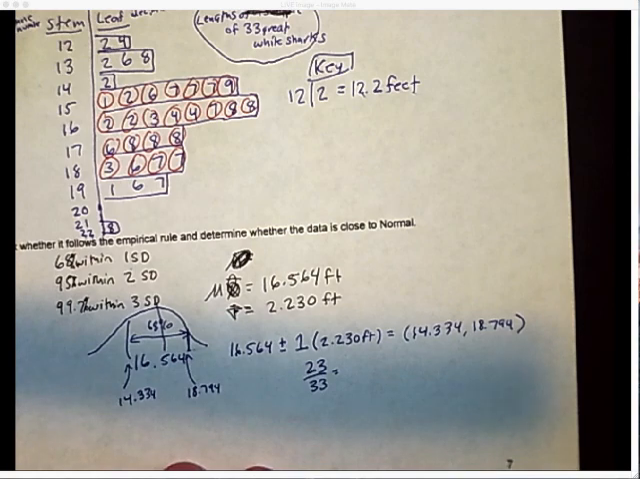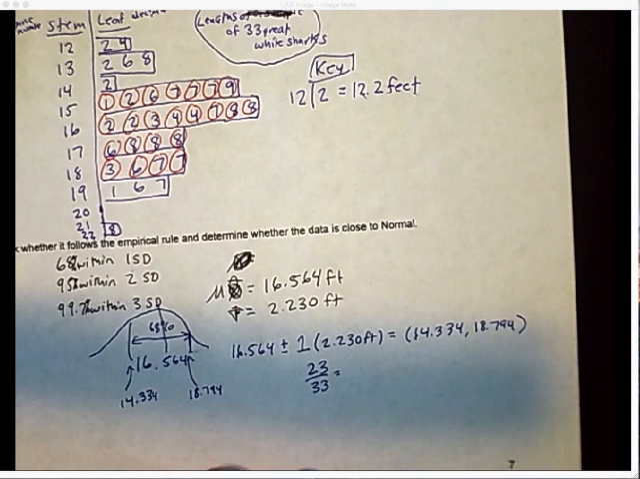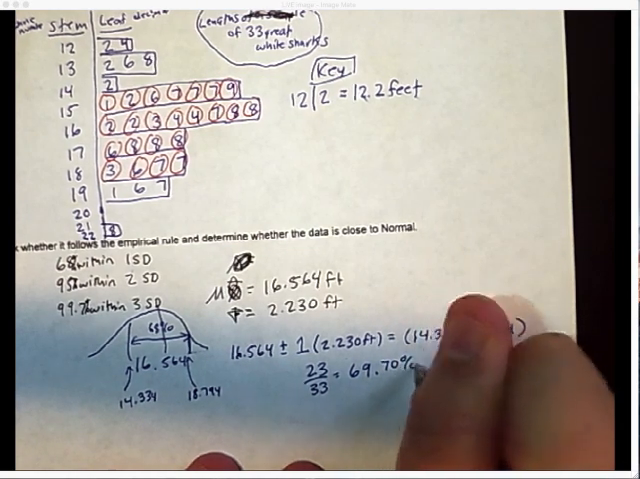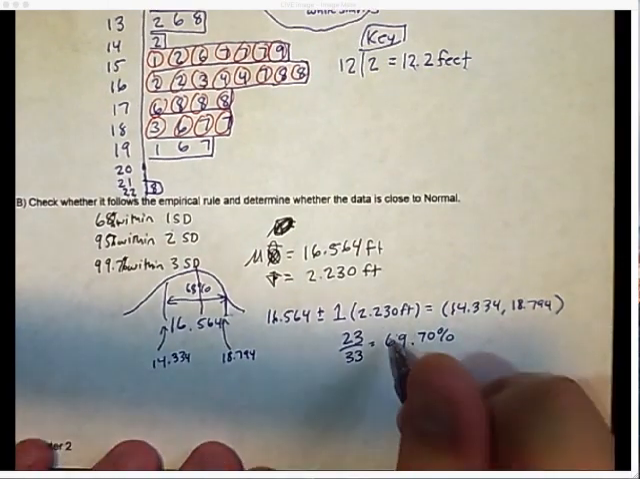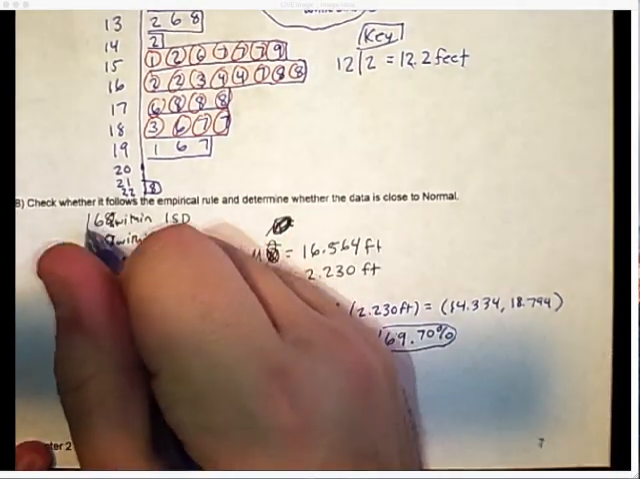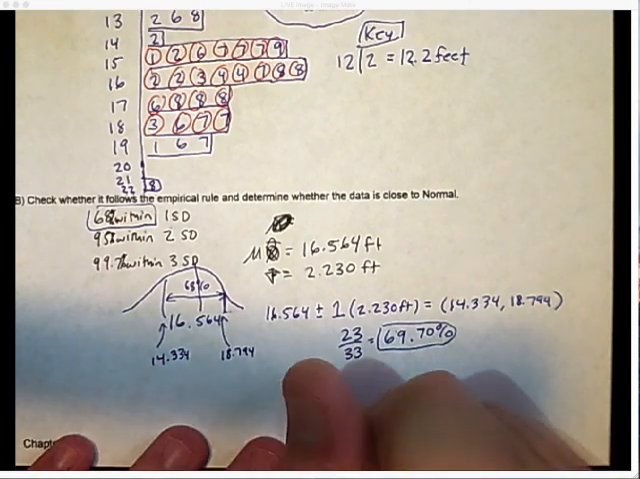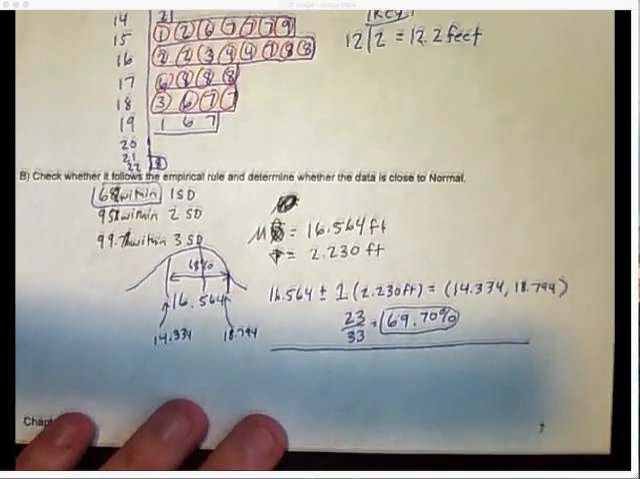So if I do 23 divided by 33, that amounts to 69.70%. Well, this number is close to 68%, but it's a little bit different. It's a little bit off. Let's see how much the next one is off.